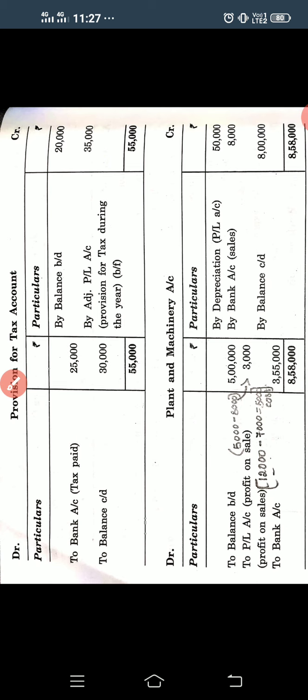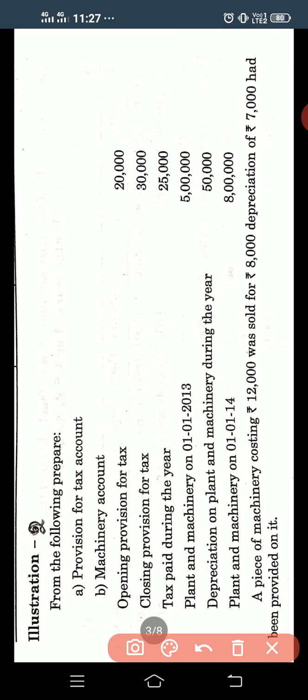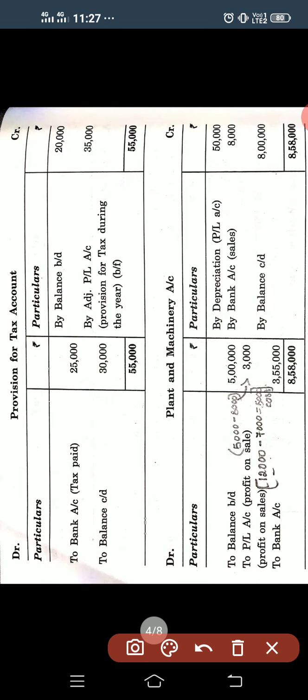Next, they asked us to prepare the machinery account. So next they have given information regarding machinery. Plant and machinery on 1/1/2013, that is 5 lakh they have given. That means that is the opening balance, right? So now next we have to prepare plant and machinery ledger account. So opening balance, where will it come? Debit side, because it is an asset. So, to balance brought down 5 lakh.